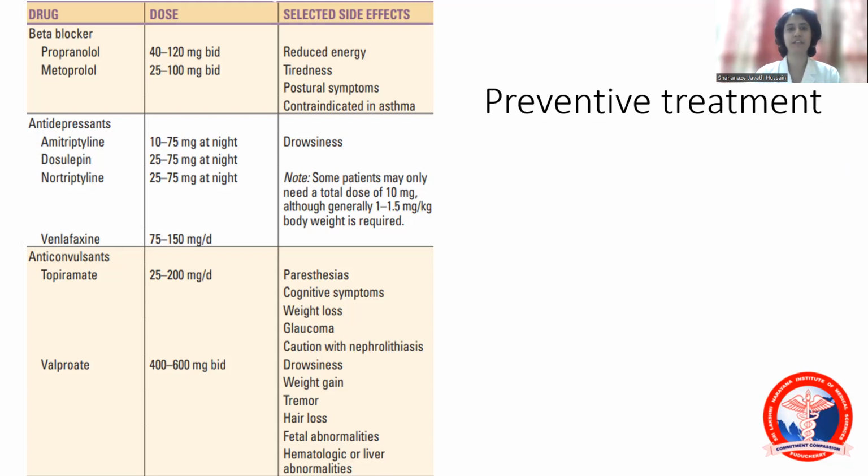Topiramate, though quite effective, can lead to paresthesia and weight loss, and patients with a history of glaucoma or on treatment for glaucoma have to get their intraocular pressure checked before this drug is prescribed. As there is an increased risk of nephrolithiasis, patients should be counseled regarding the same and asked to keep themselves hydrated.